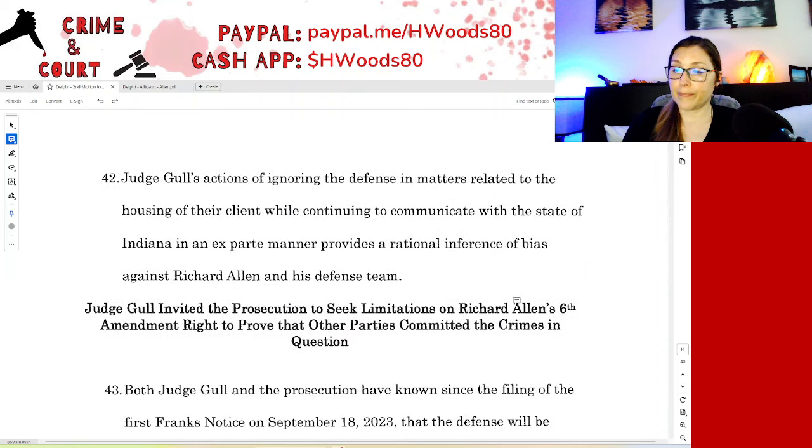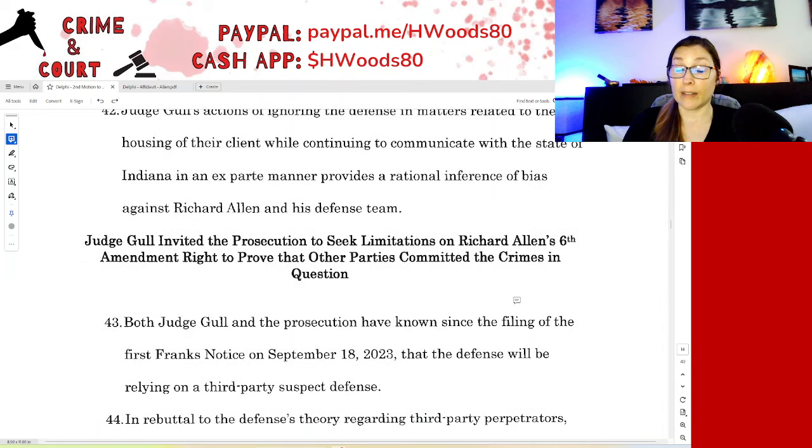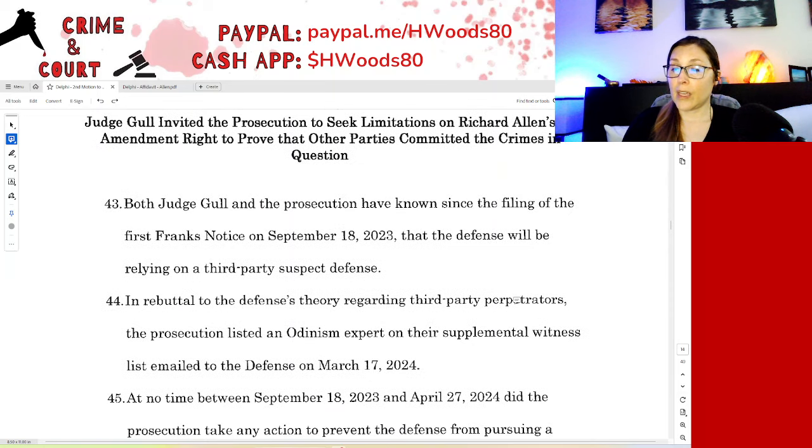the population. Number 42, Judge Gull's actions of ignoring the defense in matters related to the housing of their client while continuing to communicate with the state of Indiana in an ex parte manner provides a rational inference of bias against Richard Allen and his defense team. Judge Gull invited the prosecution to seek limitations on Richard Allen's Sixth Amendment right to prove that other parties committed the crimes in question. Number 43.